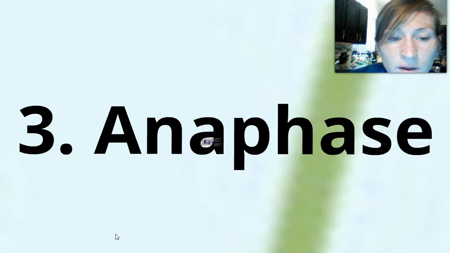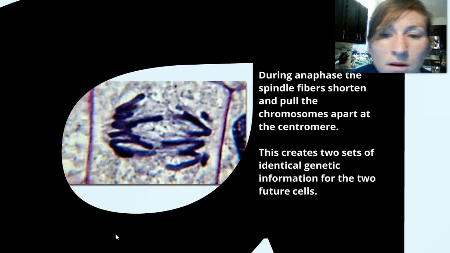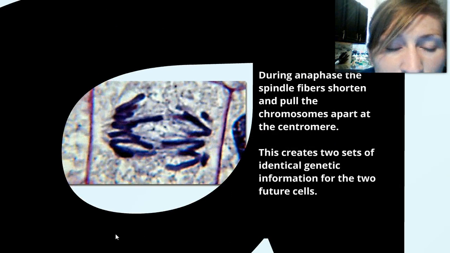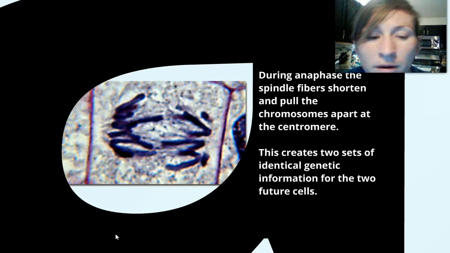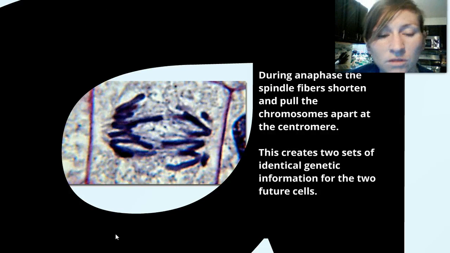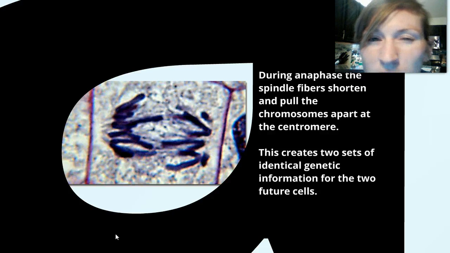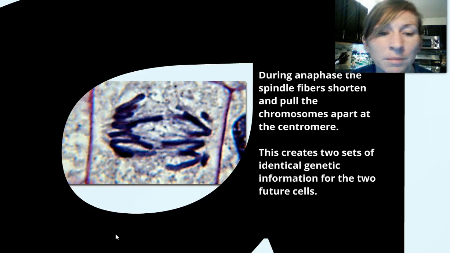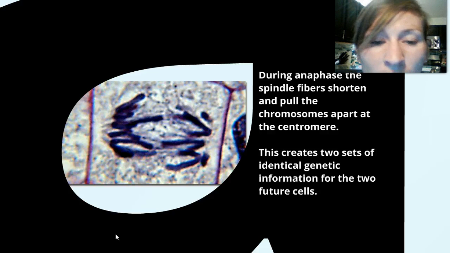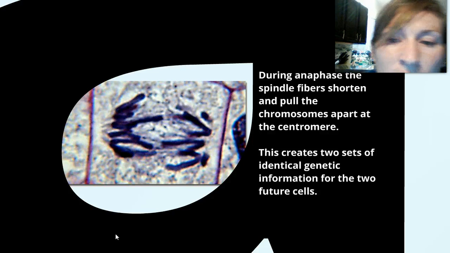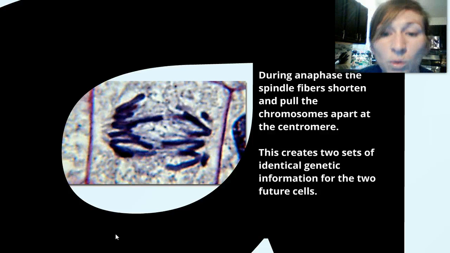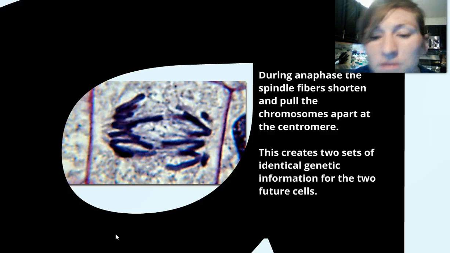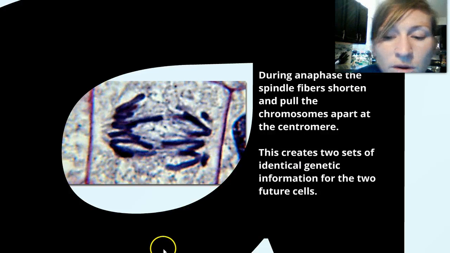Next is anaphase. During anaphase, the spindle fibers shorten and pull the chromosomes apart at the centromere. Now this is a close-up of an onion root tip cell that we've already looked at, so it's really hard to see the centromeres at this point, but you can see that they are being pulled away to opposite sides of the cell, and that's how I like to remember what anaphase is, because it starts with an A, it's pulling away. And this is going to help us create two sets of identical genetic information for the two future cells.